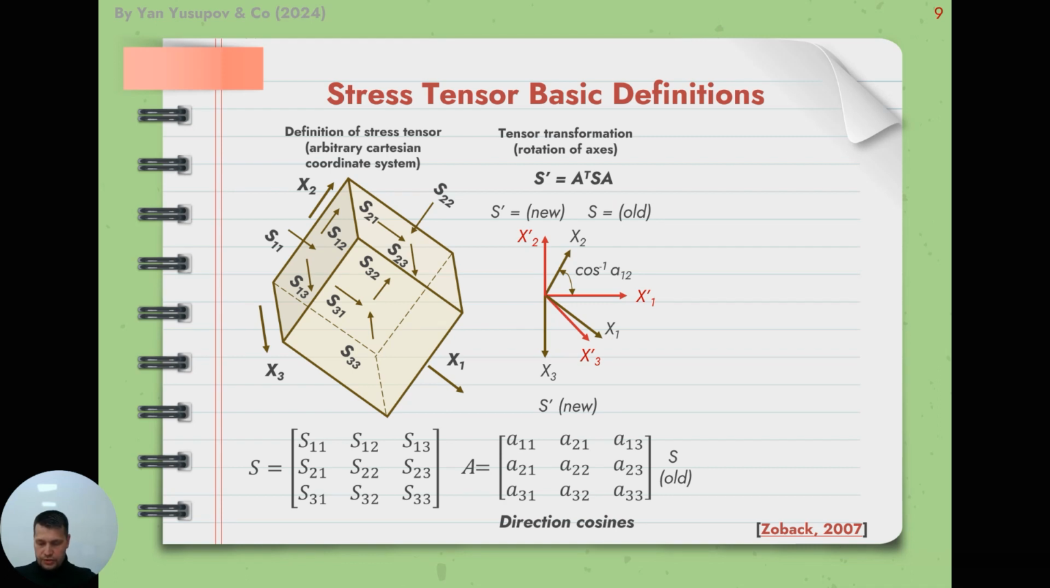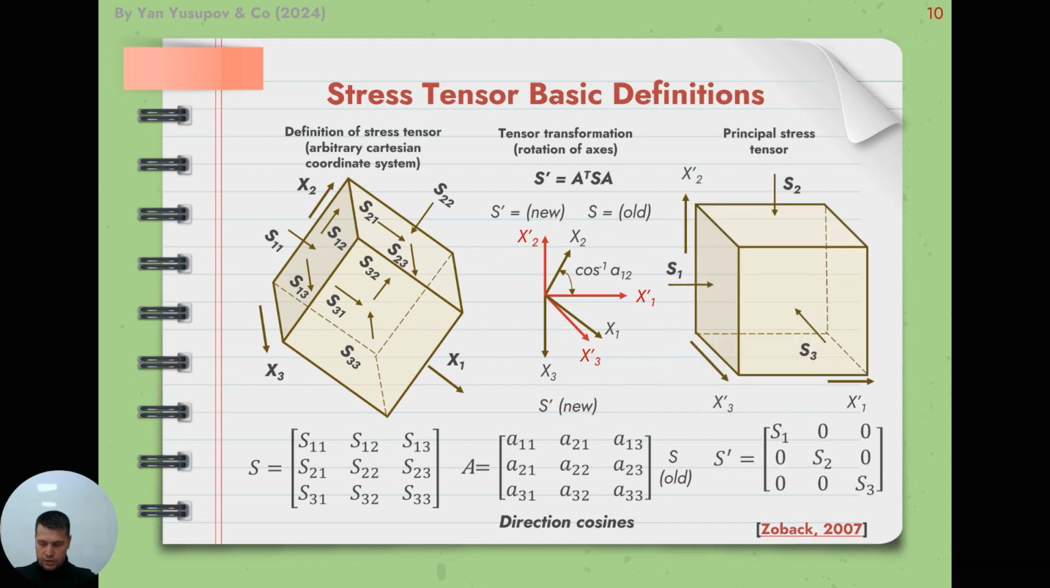Once the stress tensor is determined in one coordinate system, it can be used to calculate stress in any coordinate system through tensor transformation. To perform this transformation, we must define the direction cosines. The figure shows the rotation of the coordinate axes from the original to the new coordinate system.